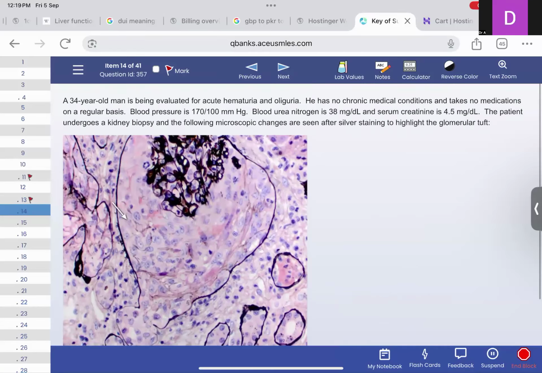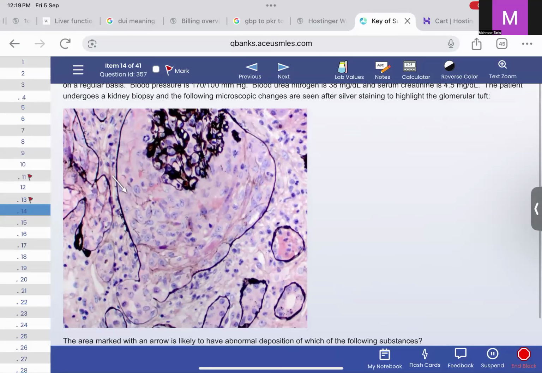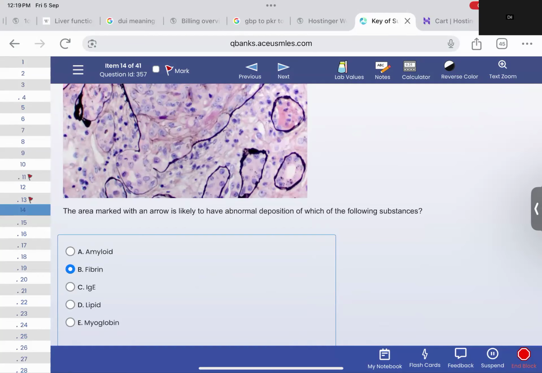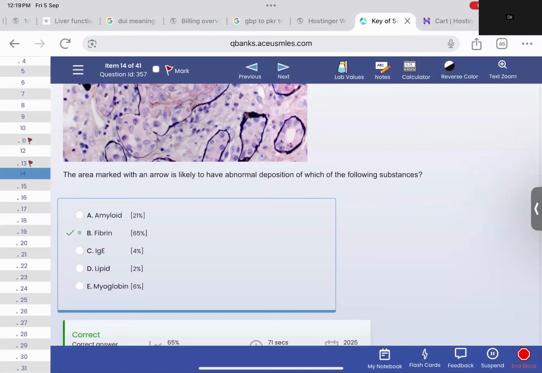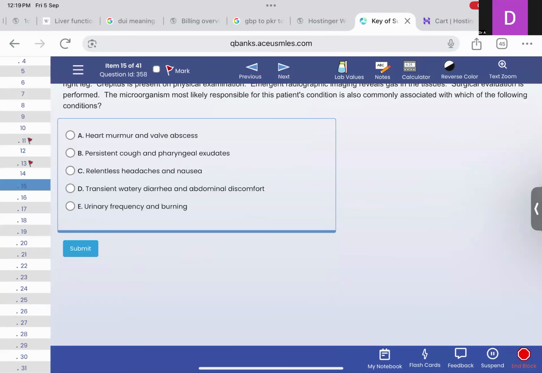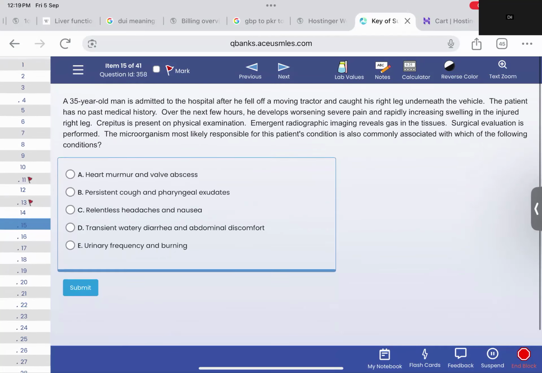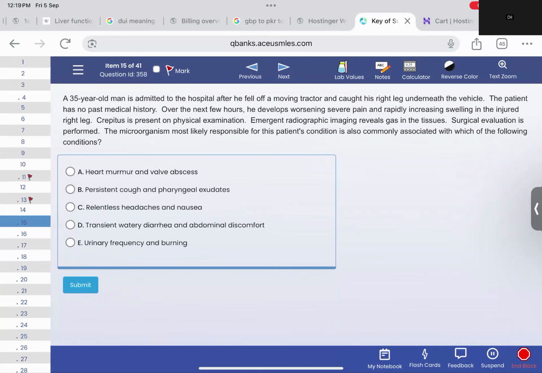Okay, so we have fibrin. Yeah, fibrin. Now the questions are becoming easy for you guys. Anyone, please? Go.